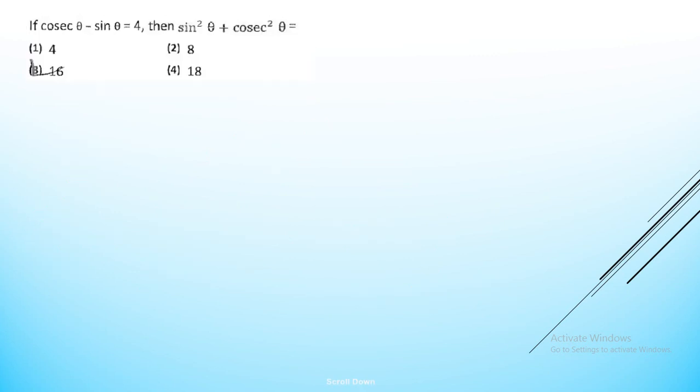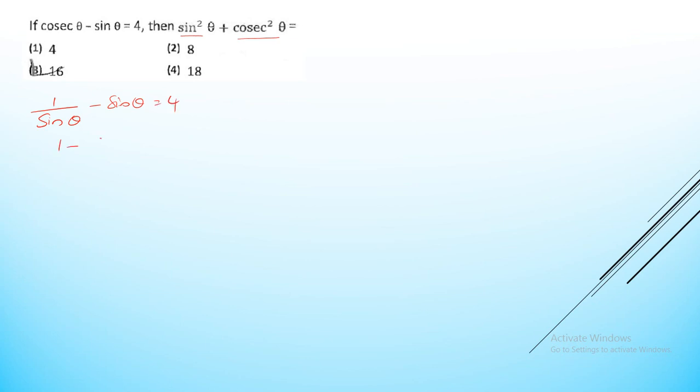Next, moving on to one more question. If cosecant theta minus sin theta is equal to 4, then what is the value of sin square theta plus cosecant square theta, right? So from this, cosecant theta I can write as 1 by sin theta. So 1 by sin theta minus sin theta is equal to 4.